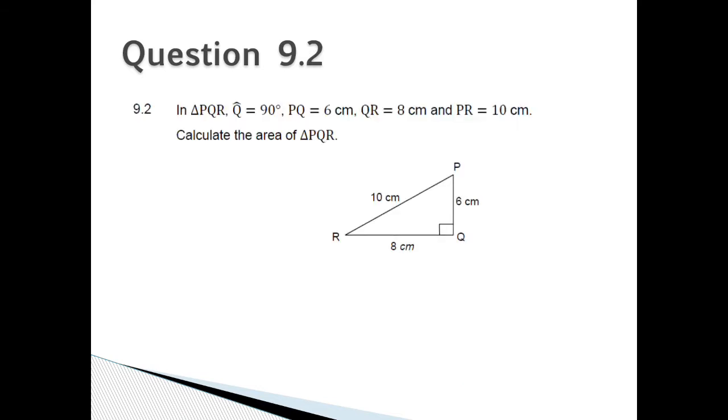Question 9.2. In triangle PQR, angle Q is equal to 90 degrees, PQ is equal to 6 centimeters, QR is equal to 8 centimeters, and PR is equal to 10 centimeters. Calculate the area of triangle PQR.